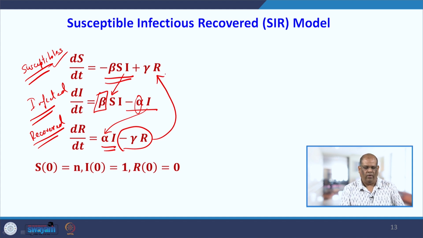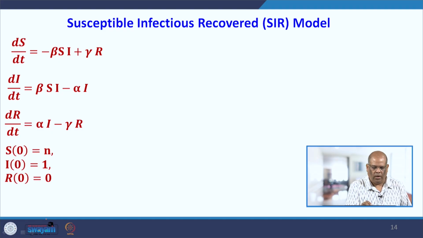So, we have now three classes: susceptible, infected and recovered, and this is the dynamics between them. The initial condition is S0 is n, there is only one infected, and right now no recovered.